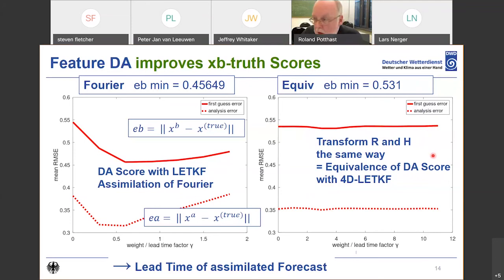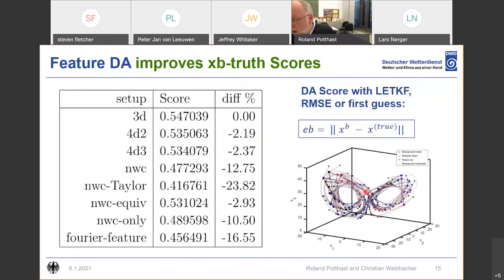And finally, here are some scores on this. So I show you my 3D, so taking just one observation per cycle is the reference. If I take 2, so over time, minus 10 minutes and 0, I get an improvement of 2% here. If I take 3 observations for these Lorentz type systems, and the oscillator basically gives you similar results, minus 2.37%. The nowcasting had an improvement here for the first guess scores, of course, of 12%, the Taylor of 23%.